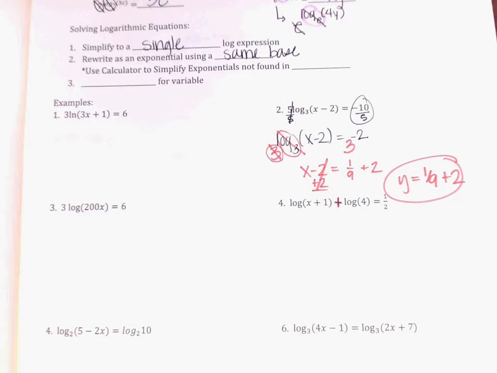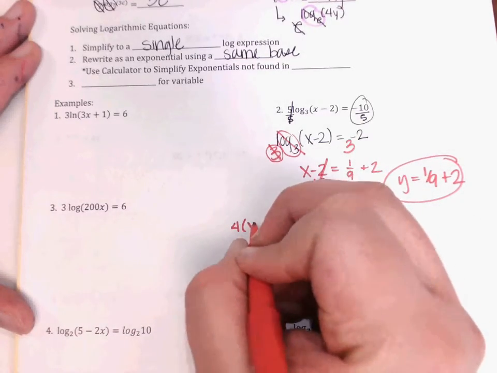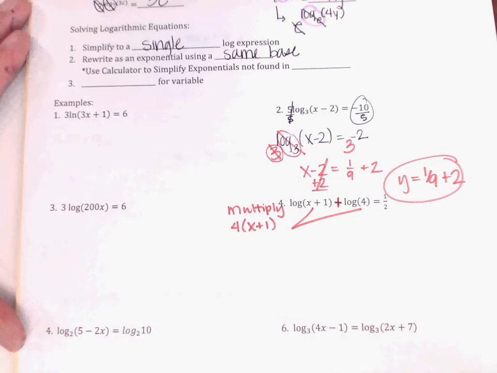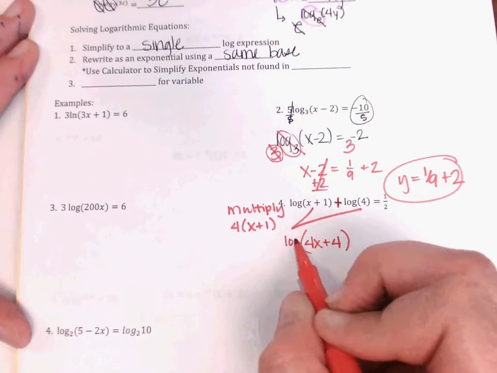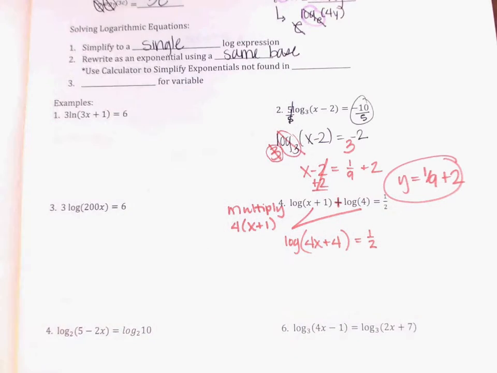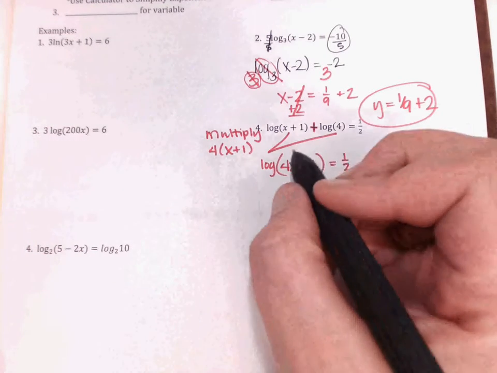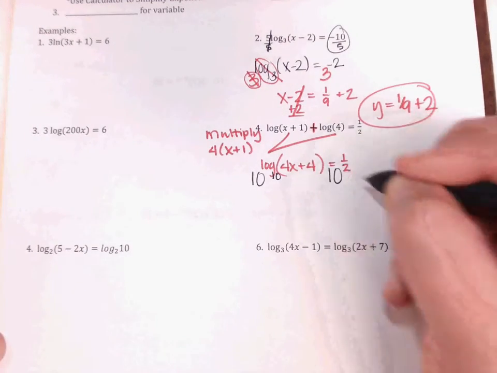Multiply. I'm multiplying the insides. So if I do 4 multiplied by x plus 1, what do I get? 4x plus 4. And now that I have a single log, I'm going to cancel out that base by using the same base that it already has. Now, no base is listed, but I can fix that. What's the base if there's not one there? 10. And if it's a log base 10, how do I cross it out? I'm going to 10 both sides.